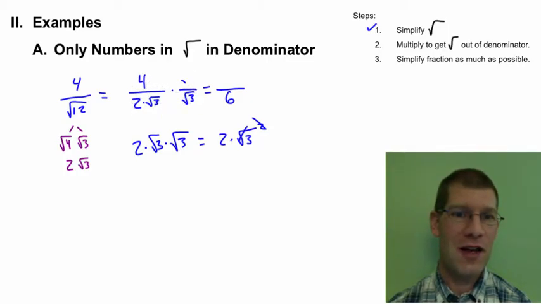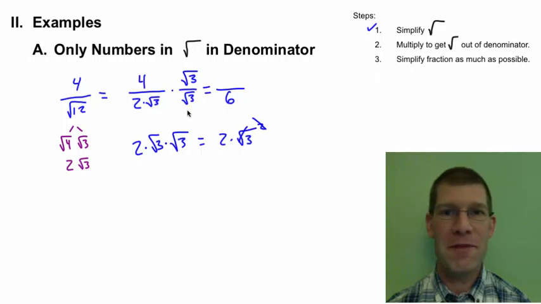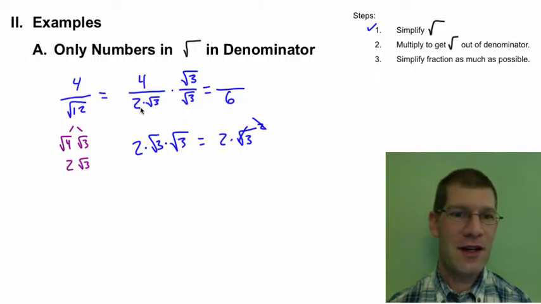We can't do that. But we could multiply by the square root of 3 over the square root of 3. Because now what we multiplied by just equals 1, which doesn't change the value of the fraction any. So the denominator we said equals 6. In the numerator we have 4 times the square root of 3.